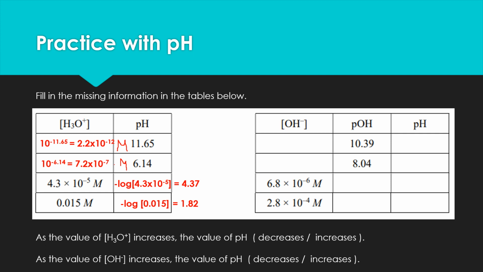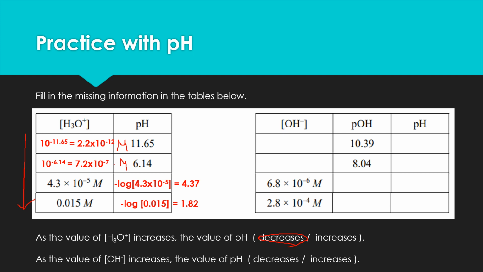Again, those are interchangeable. Now, if you notice down the bottom, it has a little statement. As the concentration of hydronium or H+ ion increases, so as we get bigger and bigger values going this way, the value of our pH is decreasing. We're getting smaller and smaller pHs because we have more and more hydrogen. The more hydrogen you have, the lower your pH, the more acidic it is. Okay, let's go over to the hydroxide side.